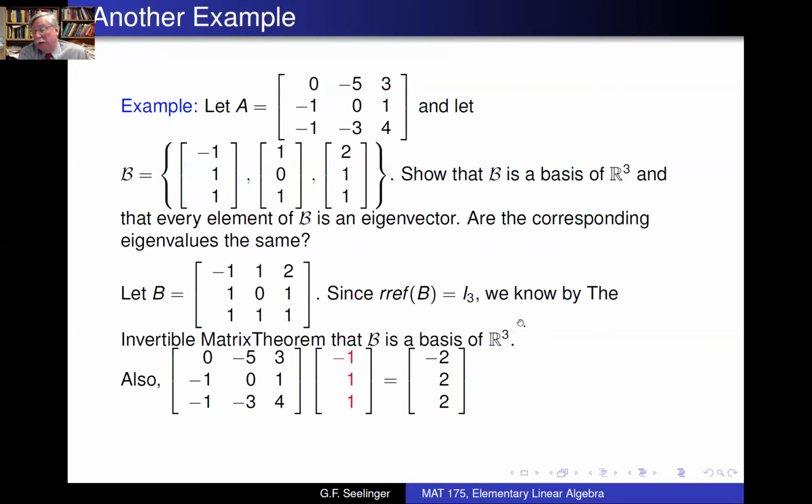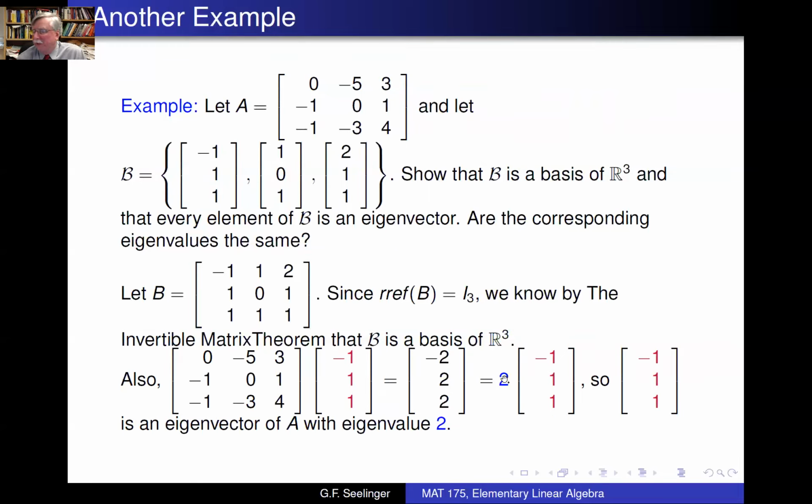Now we do like we did in the previous example and just check what happens when I multiply each basis element by A. I do that, I get negative 2, 2, 2, which is just 2 times my original vector. And so I have an eigenvalue of 2. Here I've got negative 1, 1, 1, so that's an eigenvector, with corresponding eigenvalue 2. Okay.